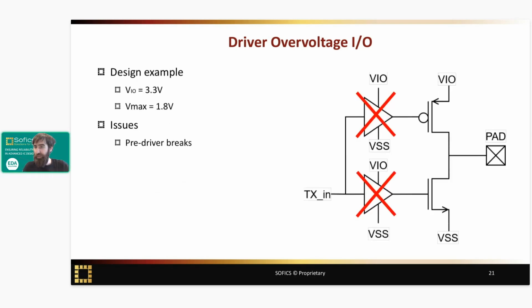Okay, we fixed the pre-driver. Is there something else that breaks? Yes, the output MOSFETs also see this 3.3 volt output swing. So they could have, between their drain and source terminals, this full 3.3 volt swing, and this would break the device.